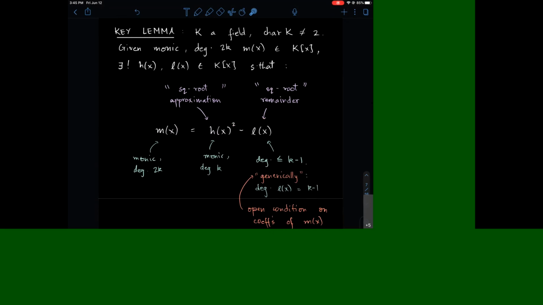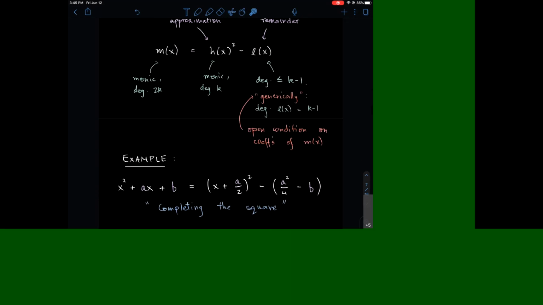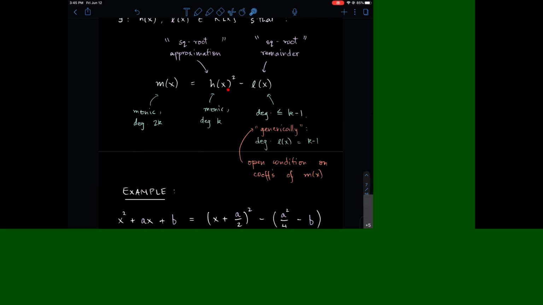And by uniquely express it, I mean that this h of x and L of x are uniquely determined by this initial polynomial that you started off with. And it's also true that generically, this remainder, I should mention, this is going to be referred to as the square root approximation of m, and this L will be the square root remainder of m.